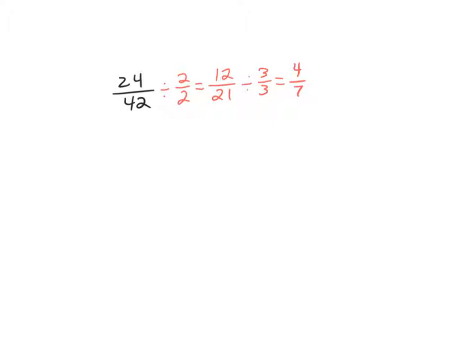Once again, if I had wanted to, I could have done this in one step. I have 24/42. And what can I divide both of those by? I had said I could divide them by 2/2, but knowing my divisibility rules again, I could, if I wanted to, divide both of these by 6/6. 24 divided by 6 gives me 4. 42 divided by 6 gives me 7. So I could have done it in one step as well.